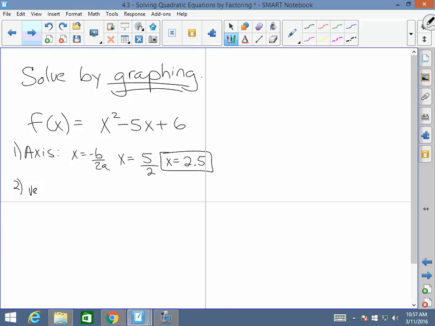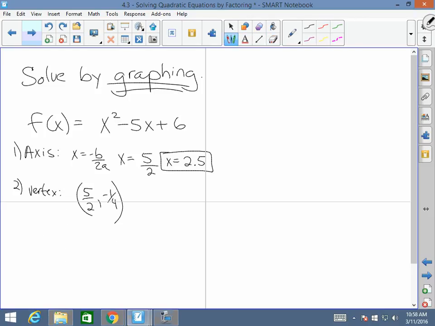Number 2, vertex. Vertex is my 5 halves, comma, let's plug it in. 5 halves squared is 25 fourths, minus 25 halves plus 6. I got to get a common denominator of 4, so this 2 goes to a 4, this 25 goes to a 50. 25 minus 50 is negative 25 fourths plus 6 over 1. That goes to a 4, that goes to a 24. So that equals negative 1/4. So my vertex is 5 halves, comma, negative 1/4.